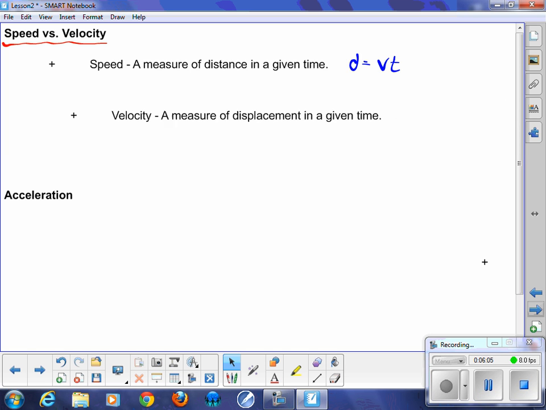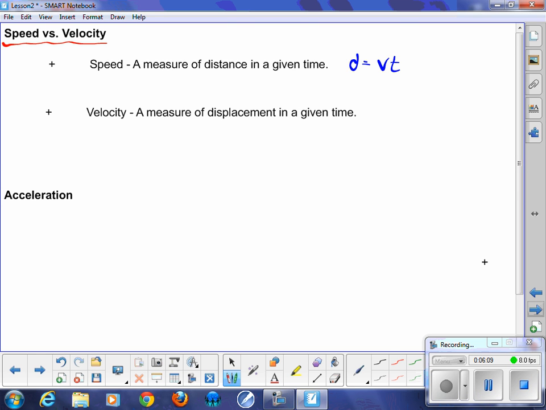Whereas its partner, velocity, is a measure of displacement. It's the same formula when there's no acceleration. The difference, or how you know the difference, is that the vector notation is there. So now I'm dealing with displacement instead of distance. So just as a reminder, when you're going through and watching the notes, d is your distance.